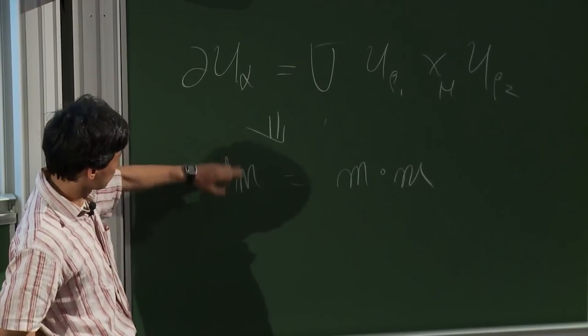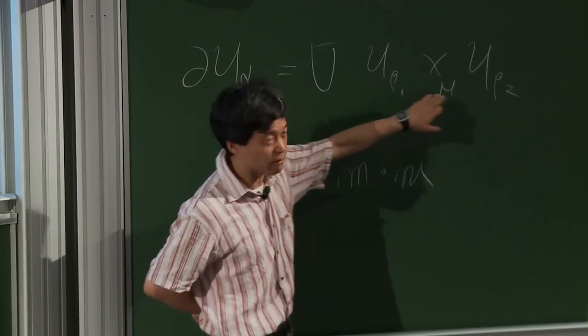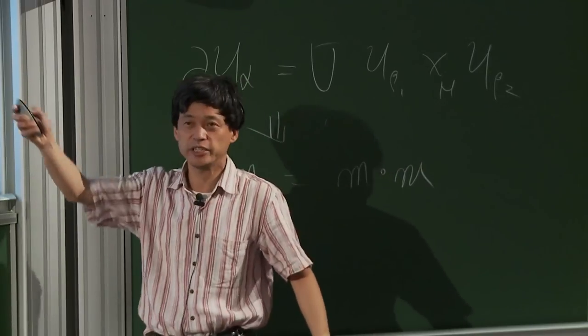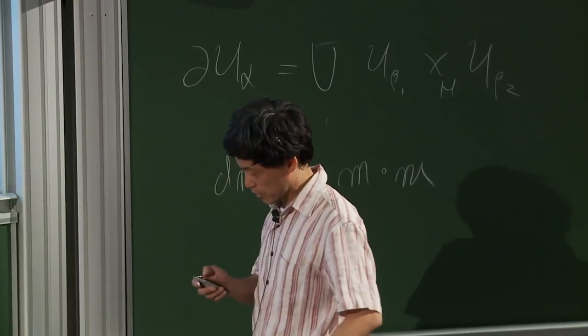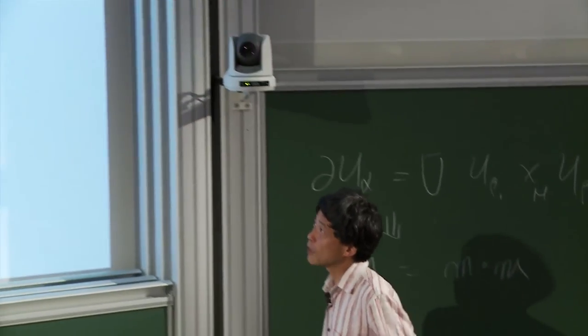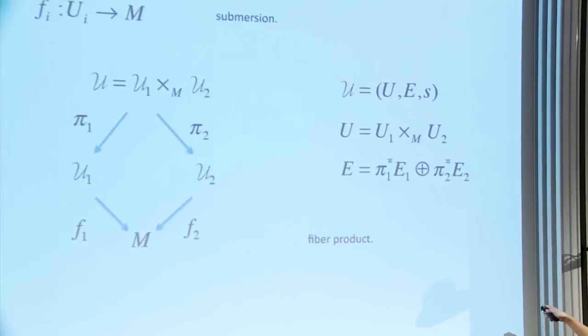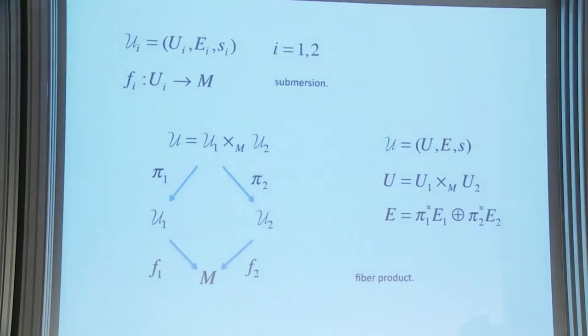So this part you have a Stokes theorem, but on the other hand, the other part is a fiber product, and you want to relate it to the compositions. So that is the role of this Fubini, or this push-out Fubini theorem. So I want to state this Fubini theorem a bit more precisely. So we are in the following situation. Suppose you have U_i, E_i, S_i, i is 1 and 2.